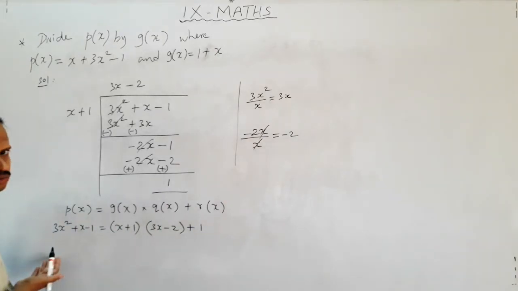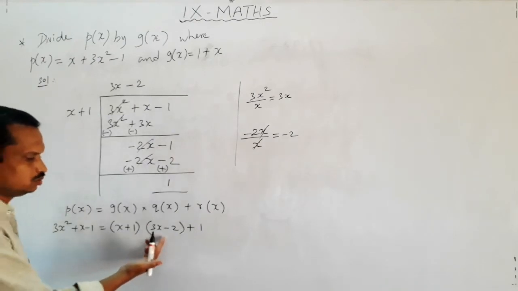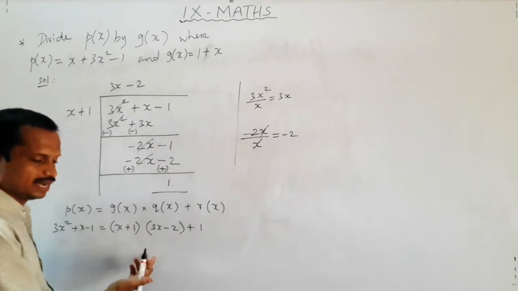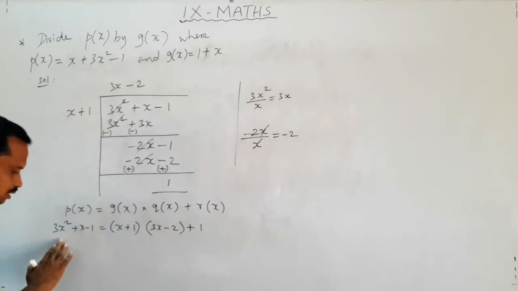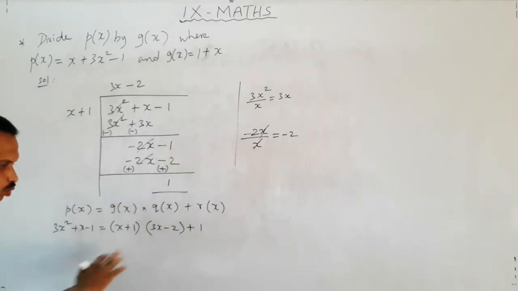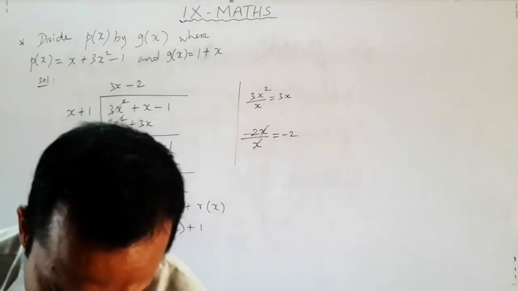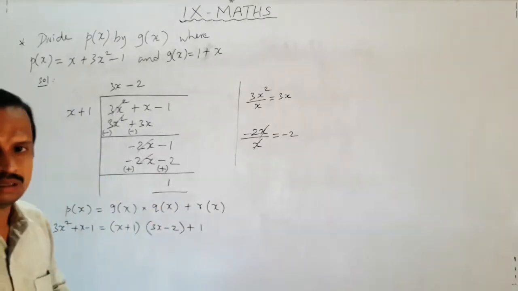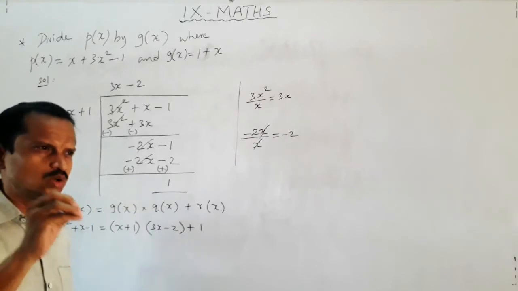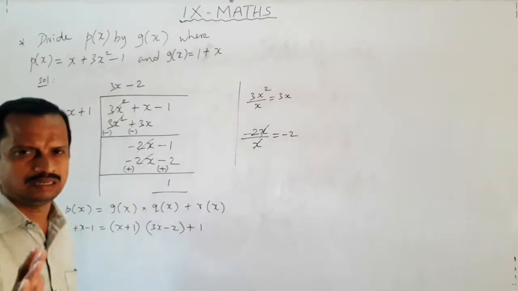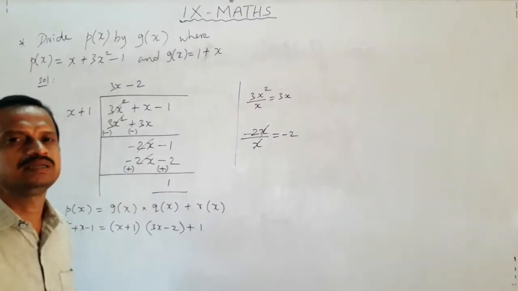1 is the remainder. So when we simplify this right hand side, what are we going to get? The left hand side. So x plus 1 into 3x minus 2, when you multiply and simplify, you definitely get the left hand side. Clear? So 1 is the remainder here. That's why in the last example previously I told you to put the plus 1 separately, because that 1 will become the remainder.